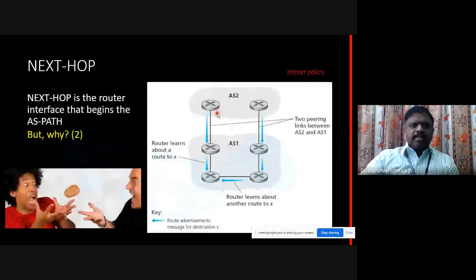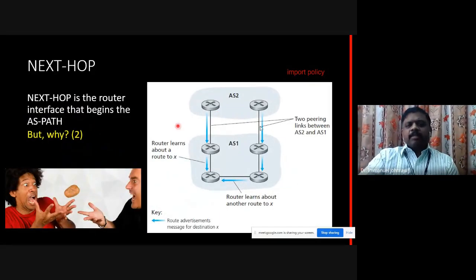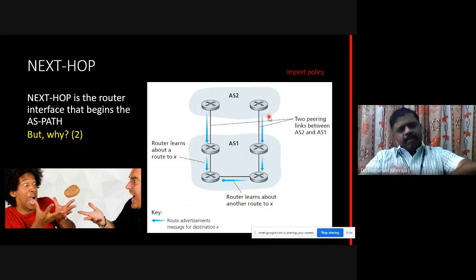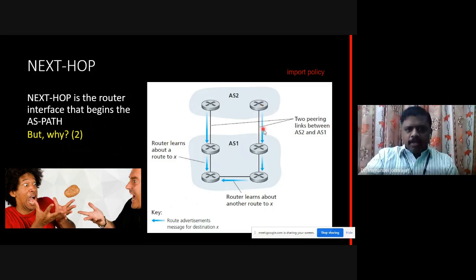Not only that, there is another reason why we need next hop. I have taken this example to explain to you. You have autonomous system 2. There are two routers. Don't confuse this with the actual topology we have been seeing so far. Now you have the routing information, the redistribution of routes in this direction, which is given in blue color, and you have autonomous system 1.